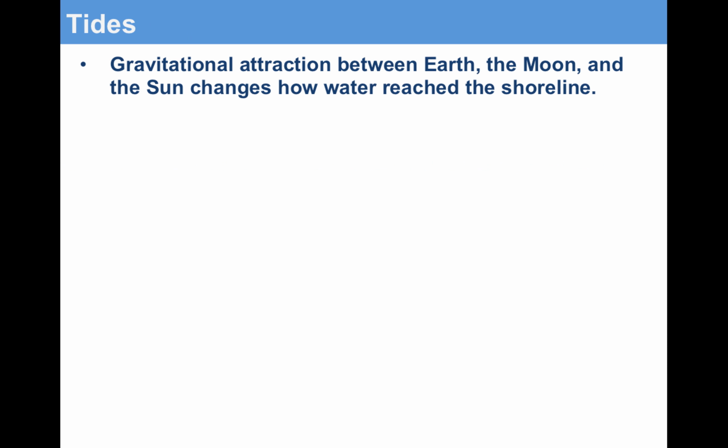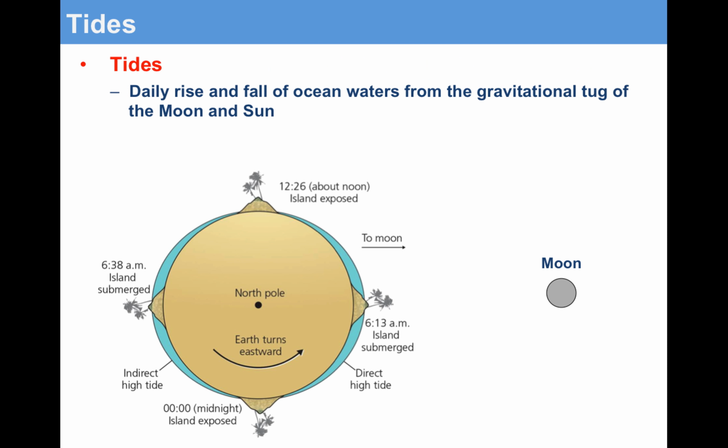All right, so tides. Tides, so the change in water levels. This is a gravitational attraction between Earth, the moon, and the sun, and this changes how water reaches the shoreline. So here we have the daily rise and fall of ocean waters. Here we have the moon and we have Earth. We have high tide and low tide, and you see that high tide happens twice, low tide happens twice in a day.